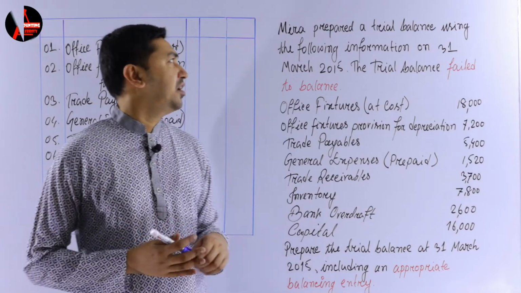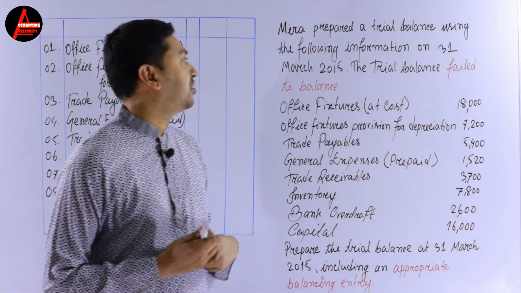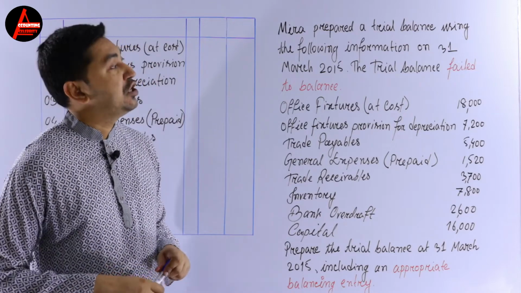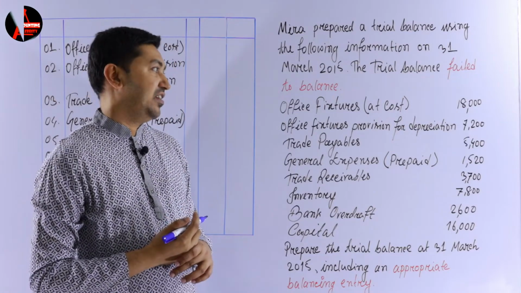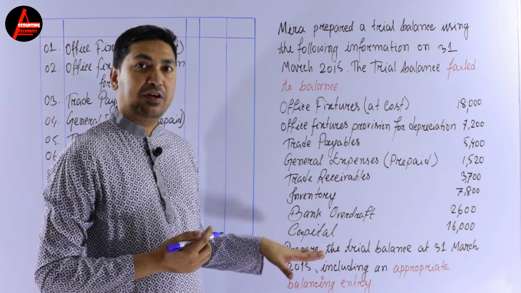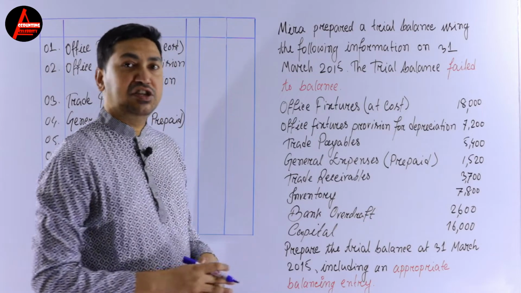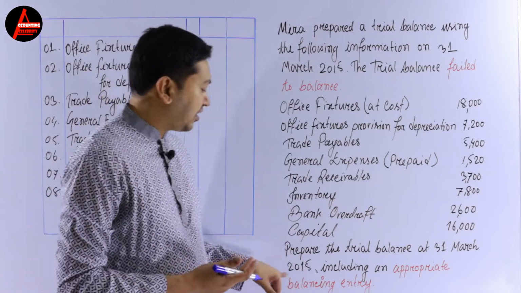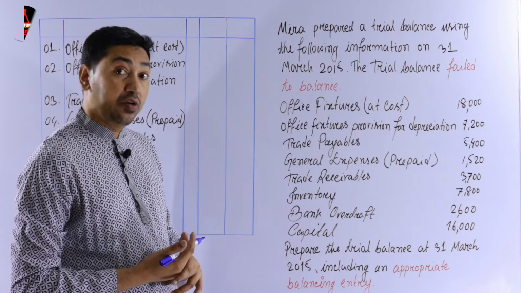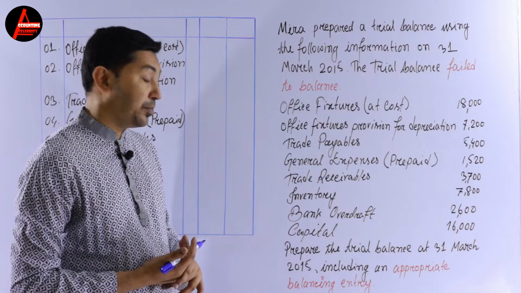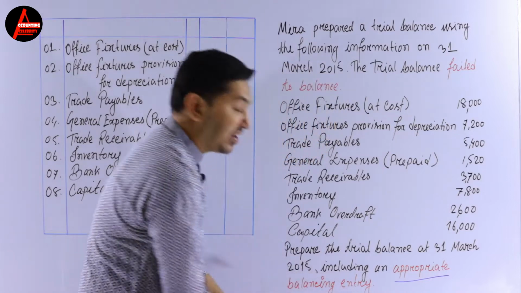Okay, look at here. Mira prepared a trial balance using the following information on 31st March 2015. The trial balance failed to balance. That means when Mira tried to prepare a trial balance, it was not balanced. These are the information given, and what is said in the question? Prepare the trial balance at 31st March 2015, including an appropriate balancing entry. So what is this balancing entry?